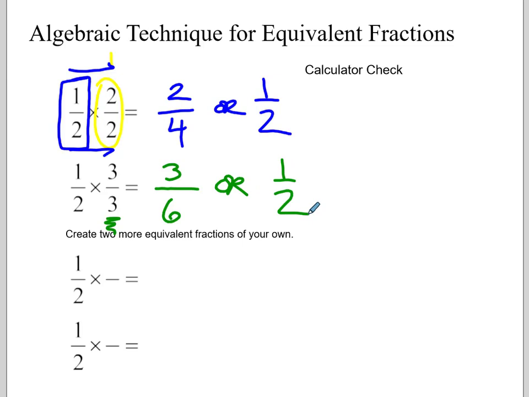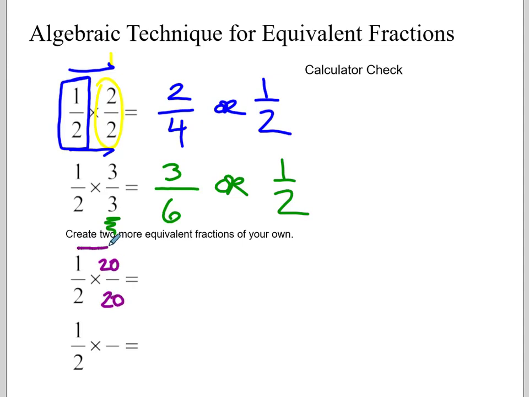So if you want to pause it here and create two of your own creation, you can create two more equivalent fractions pretty quickly. Okay, so I'm going to do the first one. I'm going to do a 20. Yep, you can choose whatever numbers you want, as long as you have the same number on the top and bottom, this will create a new equivalent fraction.